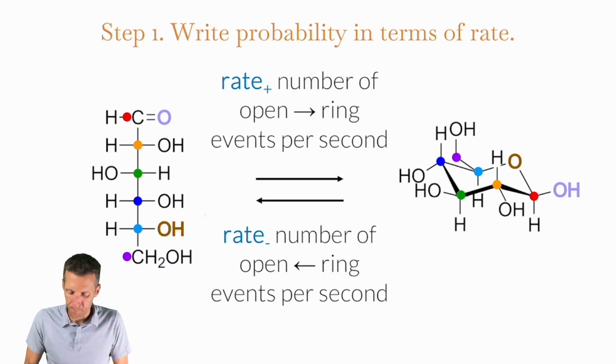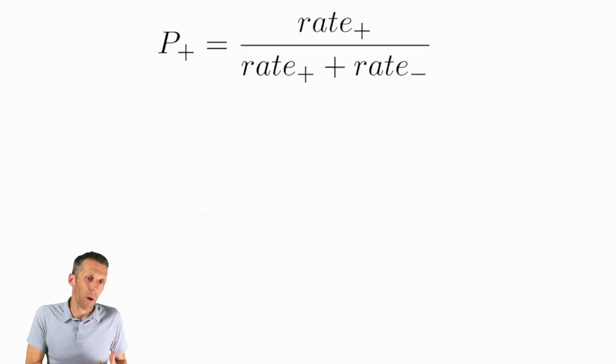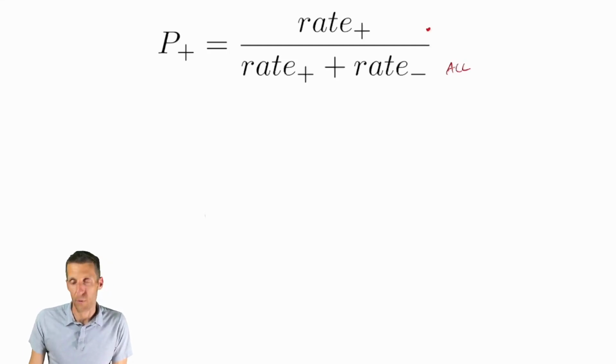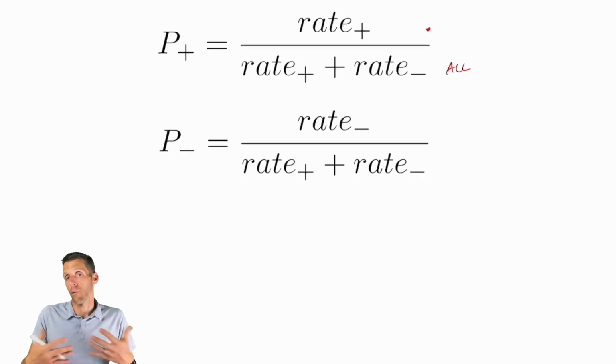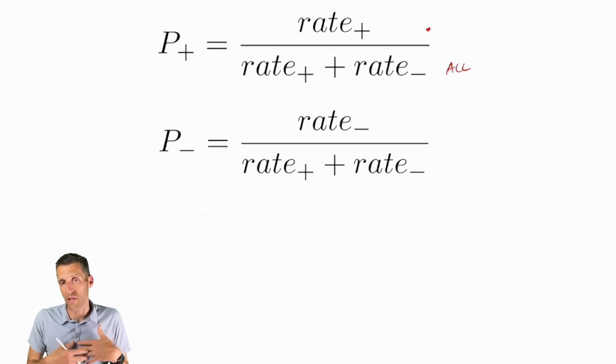So events per second. We can turn this into a probability in the following way. We can say, what's the probability the next event I will see is a forward event? Well, that's just the rate of forward events in events per second over the events per second that are forward plus the events that are in reverse. In other words, all events. So the events per second forward over all events per second down here. Can do the same for the reverse, right? The reverse probability is just the number of times I see a reverse per second over all the events that I see per second.